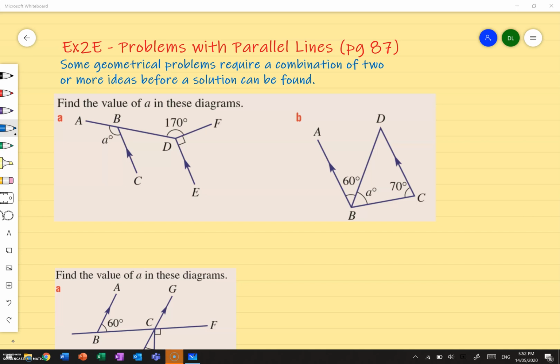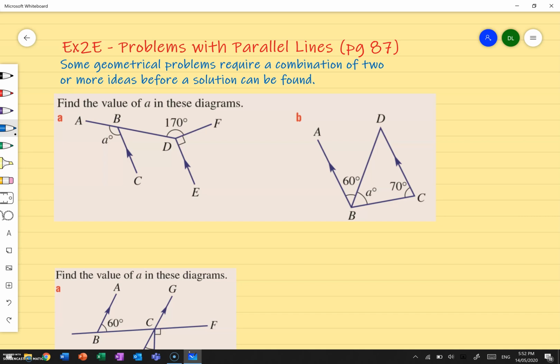Hey U7, this is exercise 2E, which is on problems with parallel lines, and is on page 87 of your textbook. Alright, so for this exercise, it's really an extension of what we did last time, in the sense that it's using the same skills we've learned over the last couple of lessons throughout this chapter, but we're just adding an extra couple of steps.